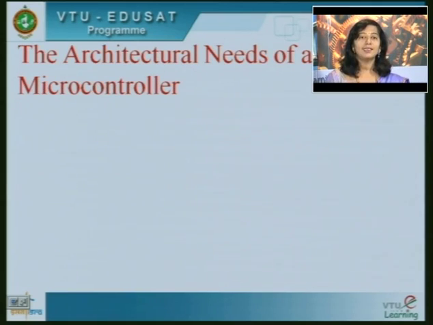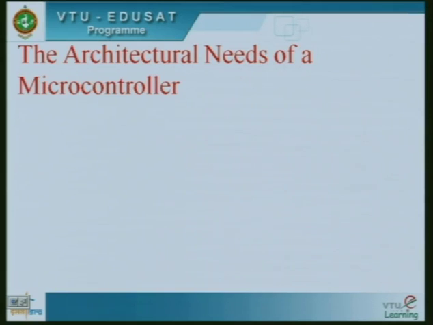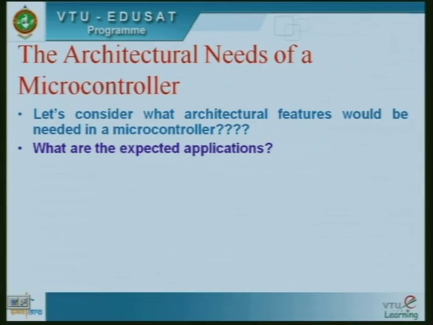Now, before talking about the architecture actually, let's see what are the architectural needs for a microcontroller. What should be present on a microcontroller? Let's see what are the features needed, and based on that we can decide what devices we should put on the microcontroller and its expected applications. If we look at these two things, you can easily decide what are the different things you need to include in an MCU.